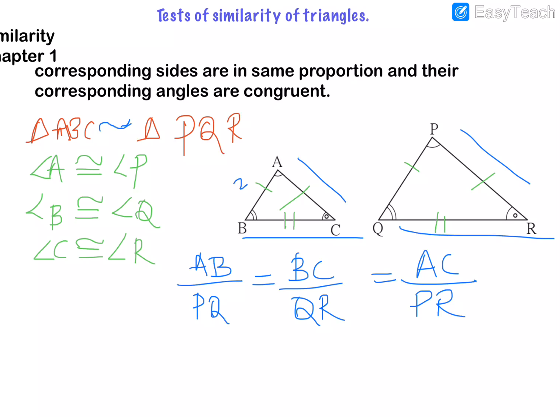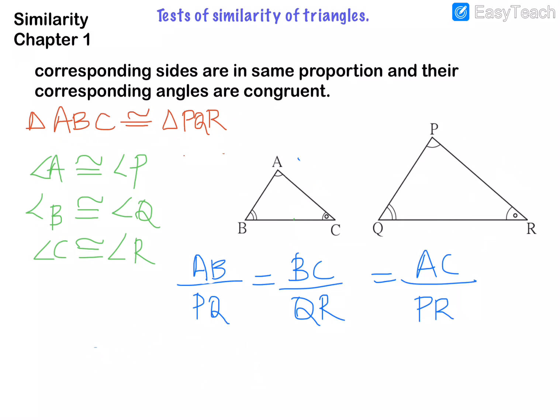We can check it: if AB is 2 and PQ is 4, then AB by PQ is 2 by 4, which is equal to 1 by 2. In the same way, BC is 3 and QR is 6, so BC by QR is 3 by 6, again equal to 1 by 2. In the same way, when we take all three sides, we get 1 by 2. So we can say the two triangles are similar. These are the conditions for two triangles.